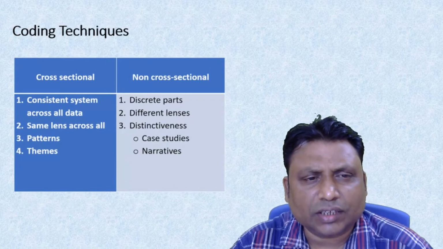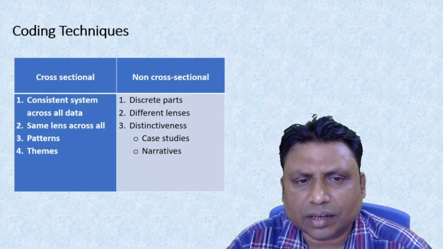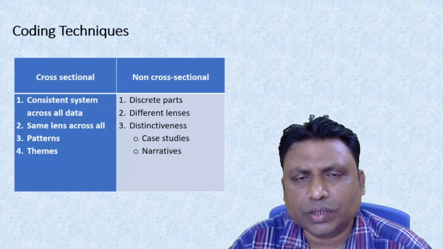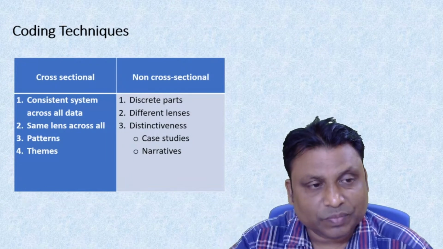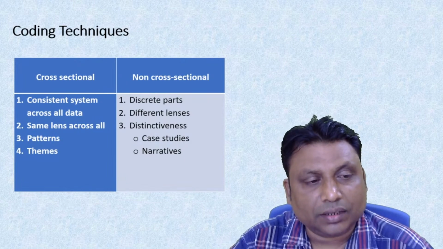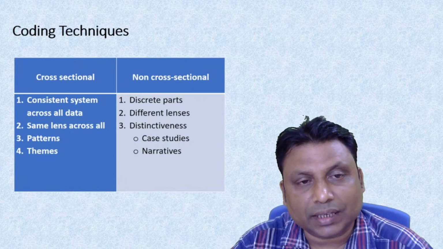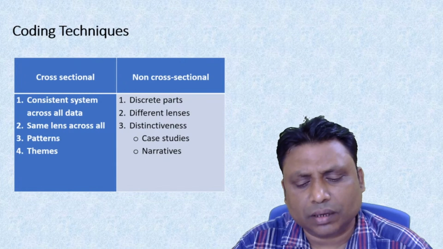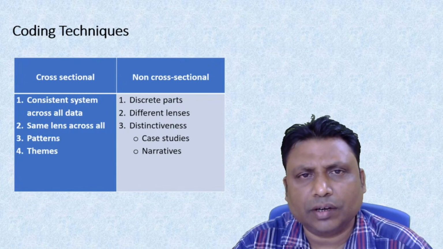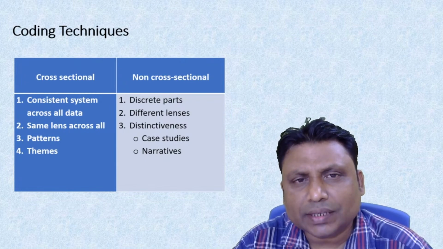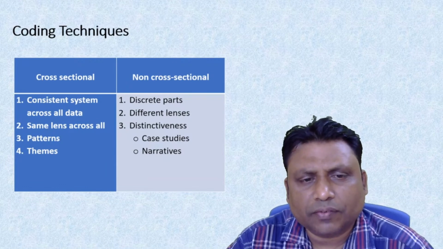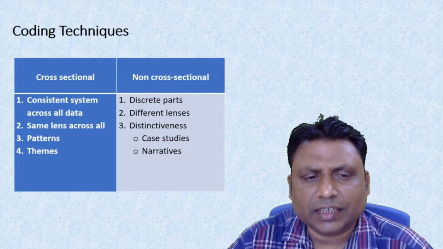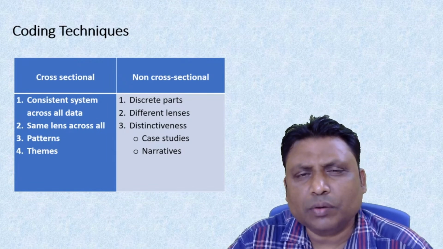Coding techniques: cross-sectional techniques and non-cross-sectional techniques. These two techniques we generally use in software or in statistical analysis for data analysis. Consistent themes across all patterns and themes, sometimes this is given in your software when you analyze your data. At that time, this wording is given there, and you just have to click it. And non-cross-sectional is simply descriptive, with different lenses, descriptiveness, case studies or narratives, whatever you want to do.